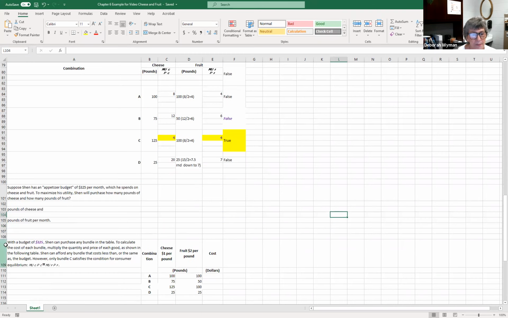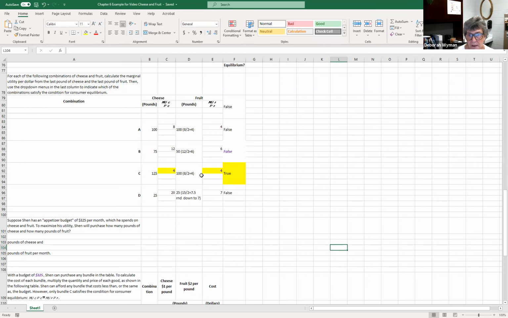So with his budget, Shen can purchase any bundle in the table. He has $325. He can make any combination of this. To calculate the cost of each bundle, multiply the quantity and price of each good as shown in the following table. Shen can afford any bundle that costs less than or the same as the budget. However, only bundle C, which is the answer, will satisfy the condition for the consumer. And you can see that this is up here, right?